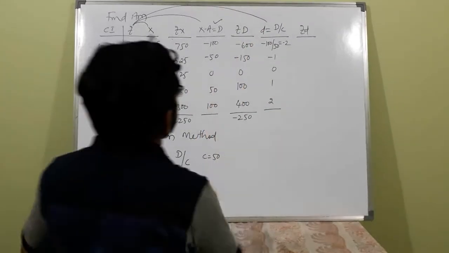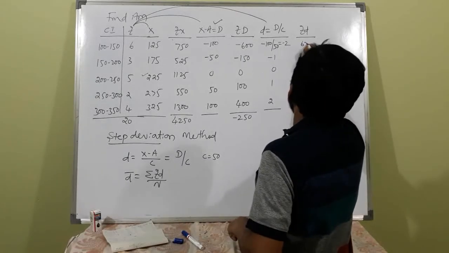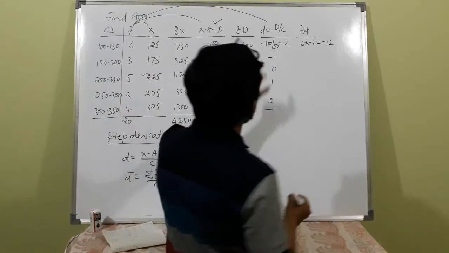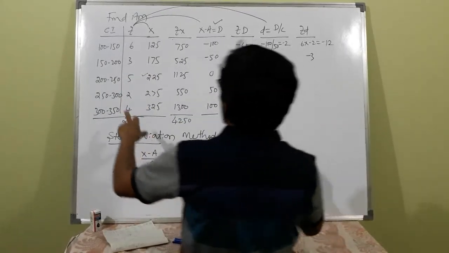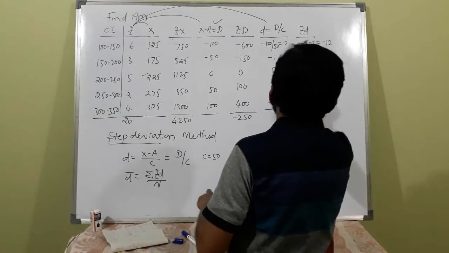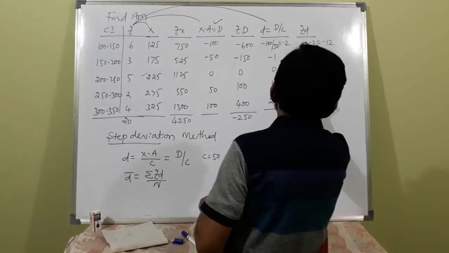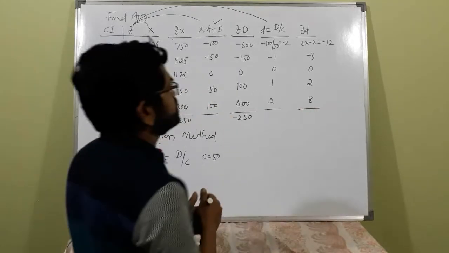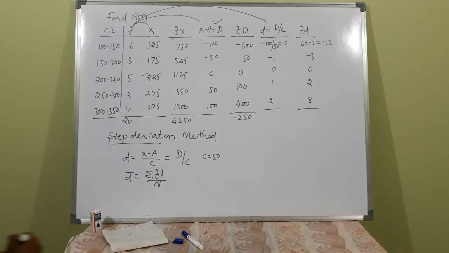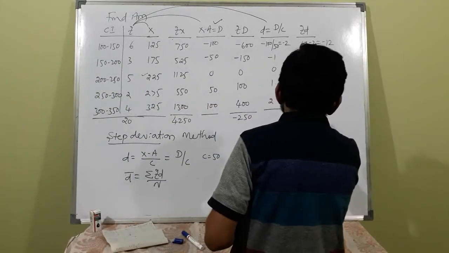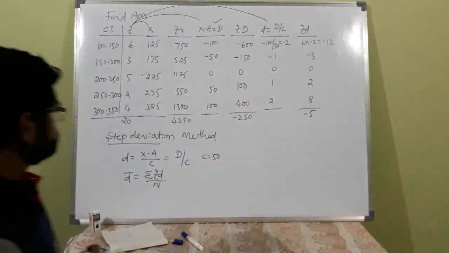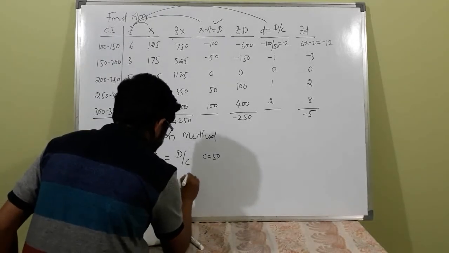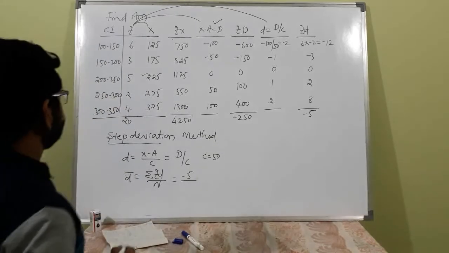f into d. 6 into minus 2, minus 12. 3 into minus 1, minus 3. Similarly 5 into 0, 0. 1 into 2, 2. 4 into 2, 8. That is minus 15 plus 10, minus 5. So summation fd means minus 5, divided by 20.